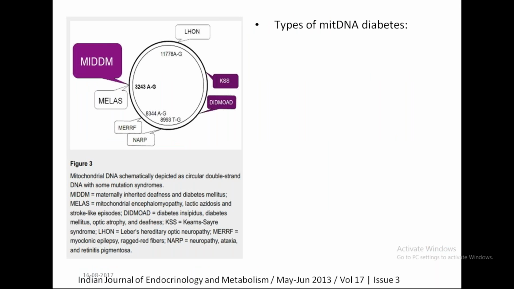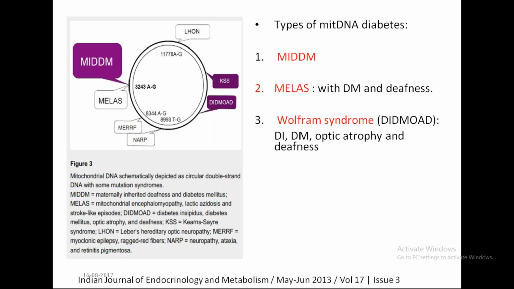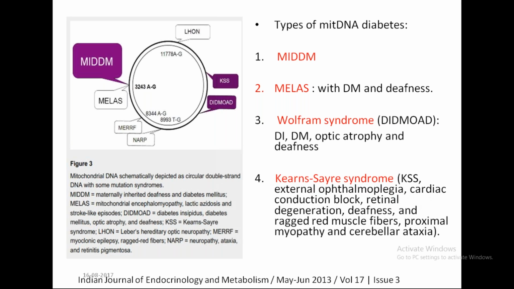The different mitochondrial diseases are the ones given in this picture. You can see mitochondrial inherited diabetes mellitus, MELAS, with diabetes mellitus and deafness, and then Wolfram syndrome, with diabetes insipidus, diabetes mellitus, optic atrophy, and deafness, which we already talked about, and KSS, Kearns-Sayre syndrome. It has external ophthalmoplegia, cardiac conduction block, retinal degeneration, deafness, and ragged red muscle fibers, and proximal myopathy and cerebellar ataxia can also be seen.